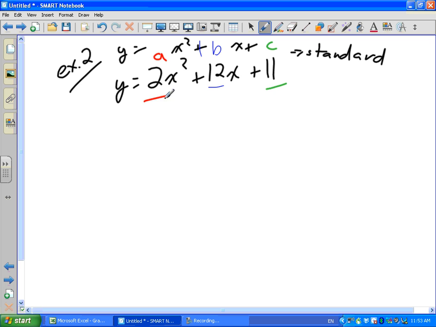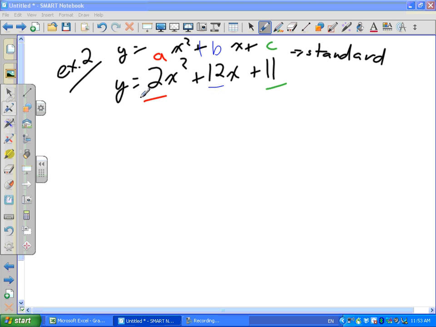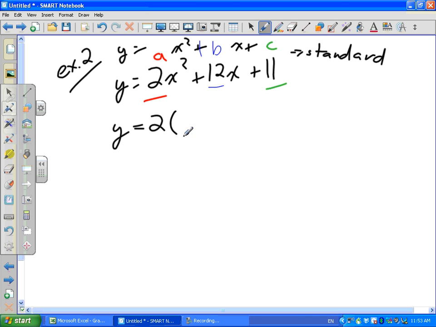of the first two terms. So, my first two terms are 2x squared and 12x. What would be the greatest common factor of the coefficients? 2. That's right. I can take the number 2 out of both coefficients. Remember, the coefficient is just the number in front of the variable. So I take 2 out.